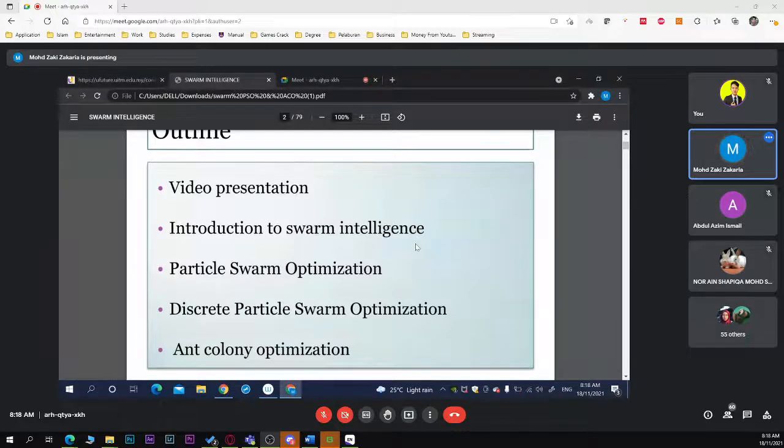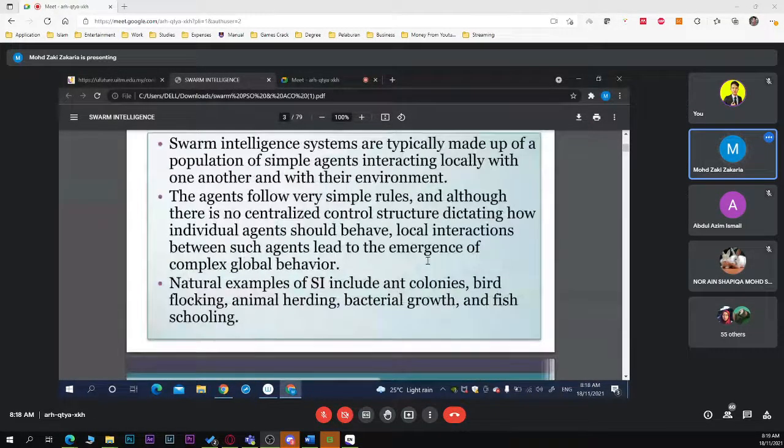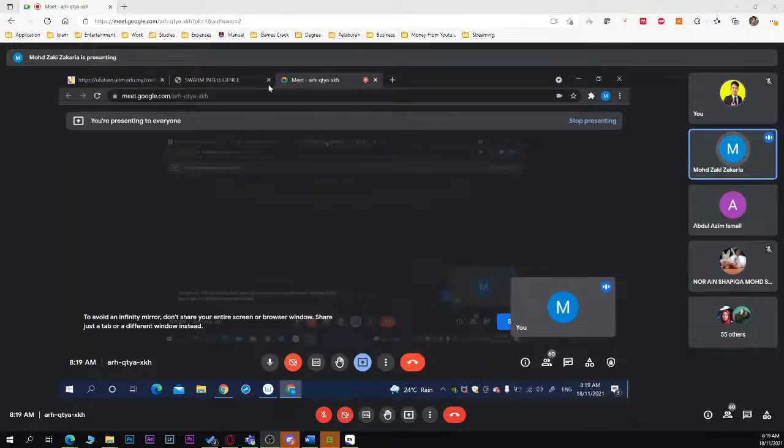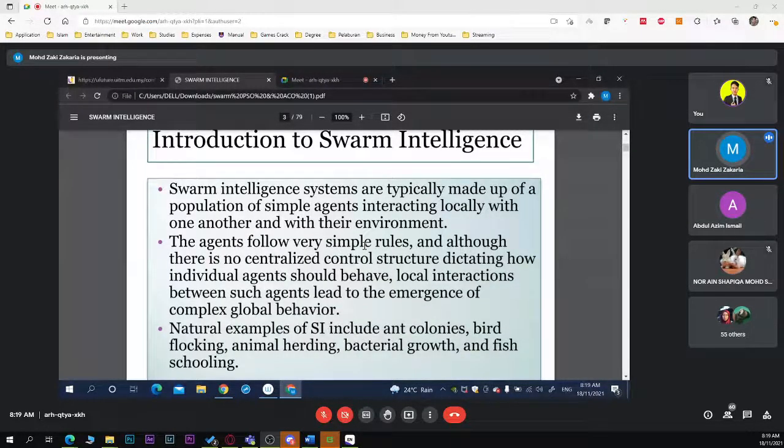Swarm intelligence. Okay. Can we start now, atau nak tunggu? Baru 60, 30 orang lagi tak ada ni.